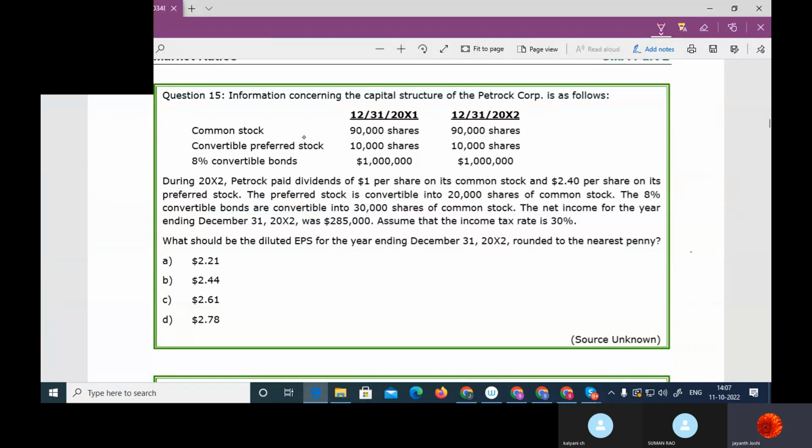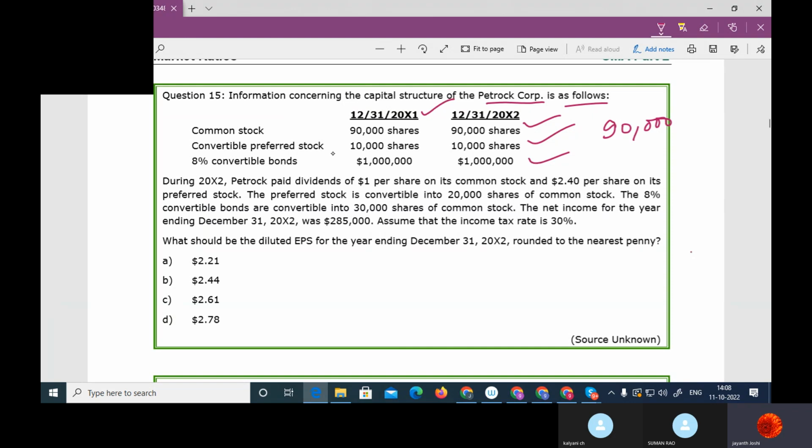So let's say the information concerning the capital structure of Petroc company is as follows. The common stock, like this was the condition in the previous year, this is the current year. So you see no change in this. 90,000 is the outstanding shares you have. This convertible preferred stock, there are convertible bonds even. So this would be converted in the future into common equity, and you'll be adding this to the denominator in your diluted EPS calculation.